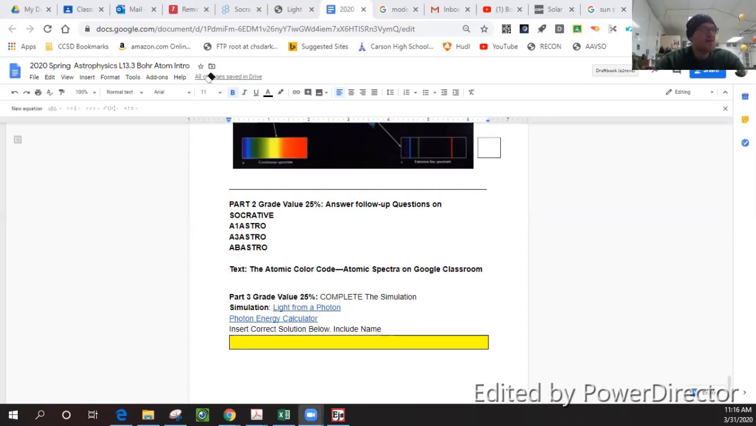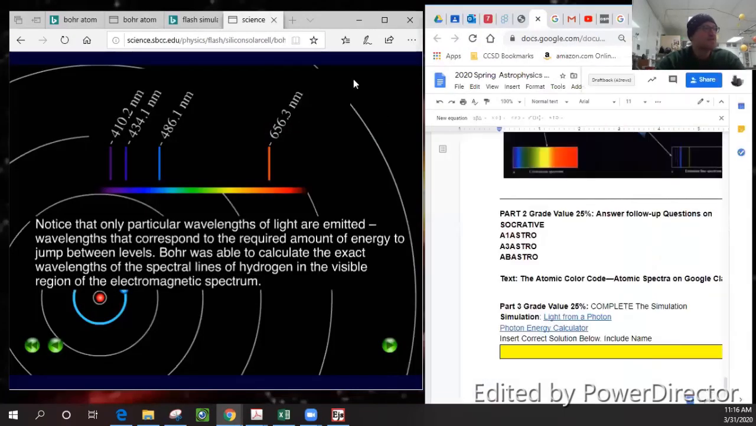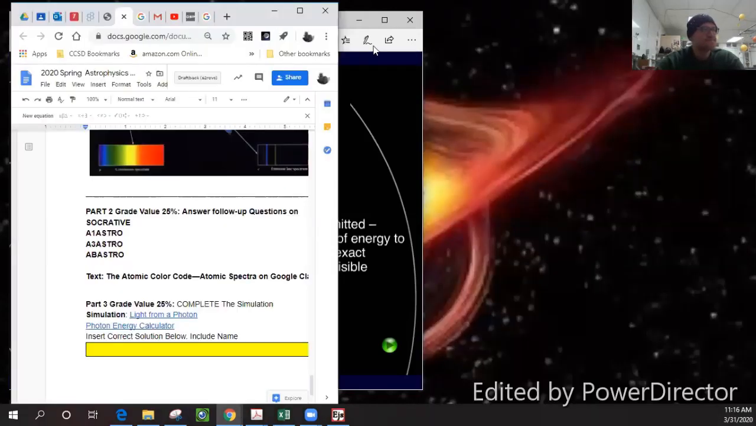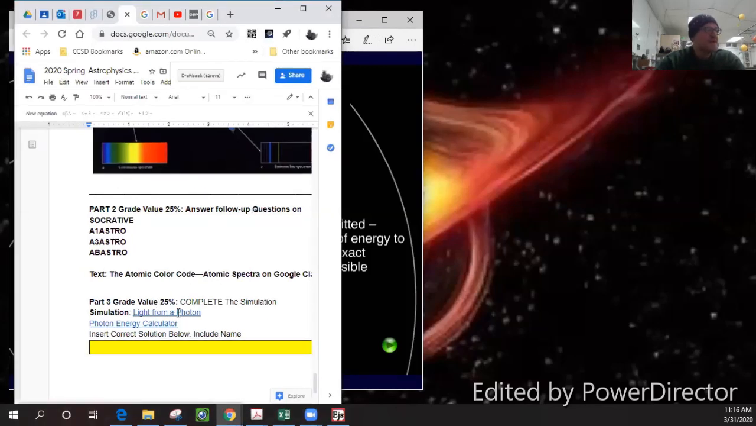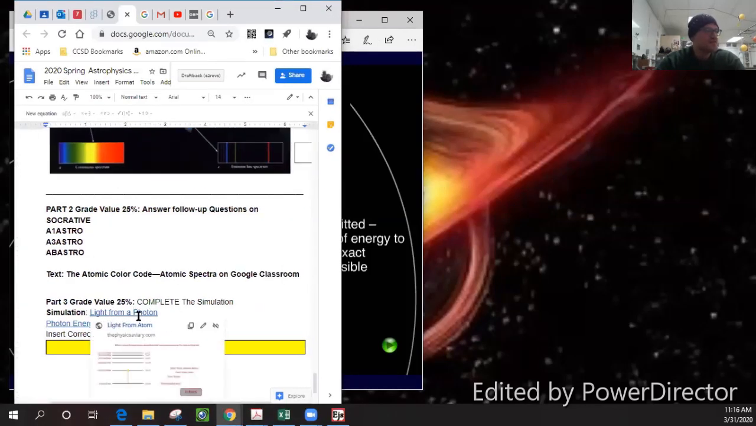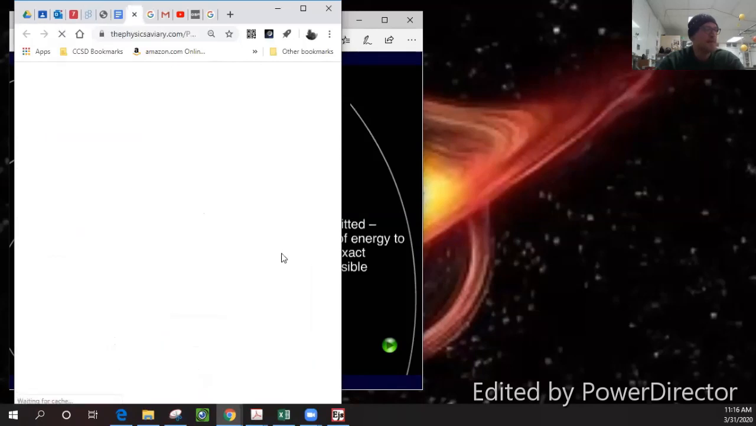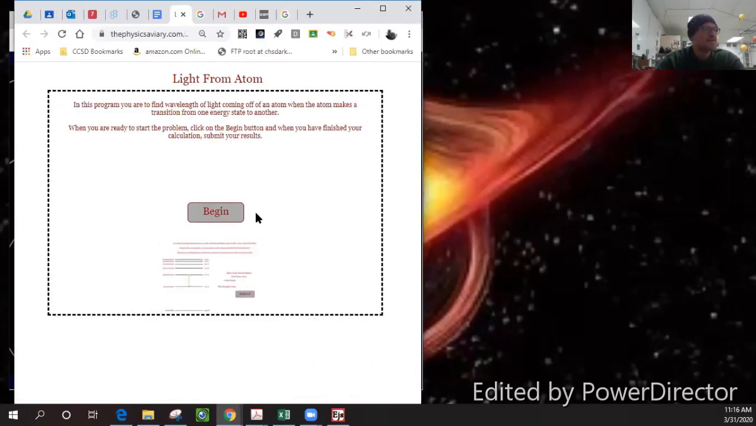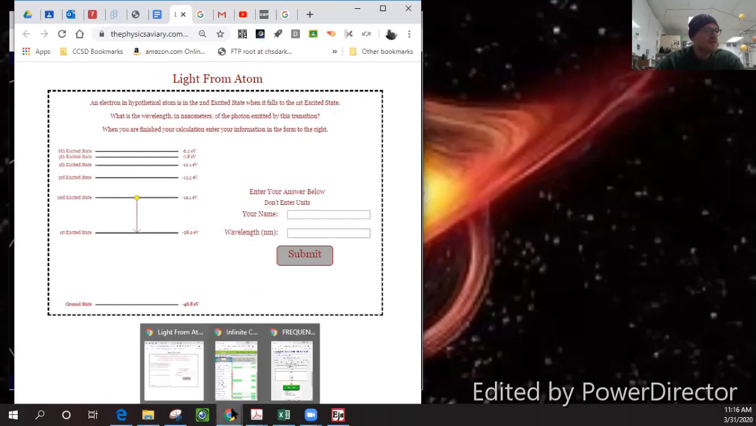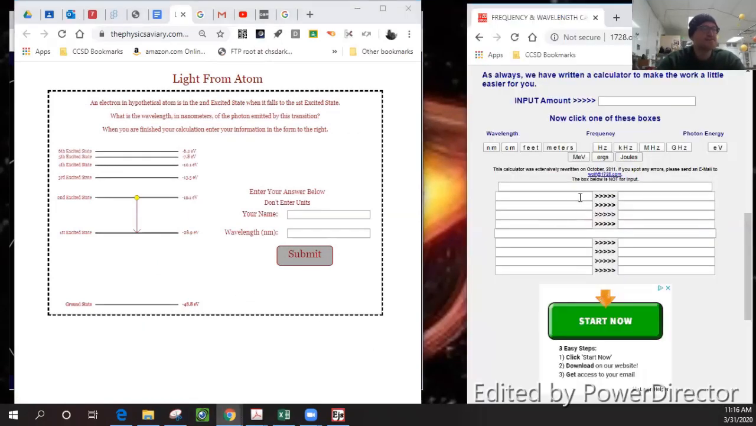And then the last part of the assignment is called Complete the Simulation. Okay, light from a photon. Luckily we get to use this photon calculator. Let me slide this over and minimize this for a second. I'm going to click on this simulation and see what happens. Okay, it looks like this, and when you click on the photon calculator, this comes up over here.